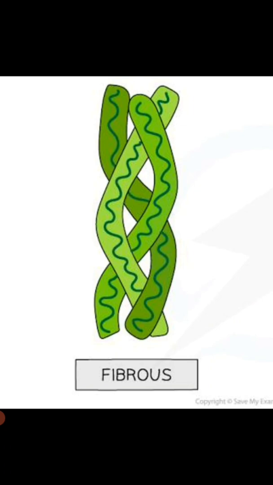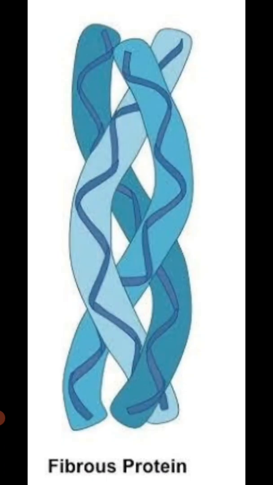Now what are fibrous proteins? These proteins are those which have thread-like structures. The molecules of these proteins lie side by side to form fibers. The polypeptide chains are held together by hydrogen bonds and they are insoluble in water, dilute acids and bases.